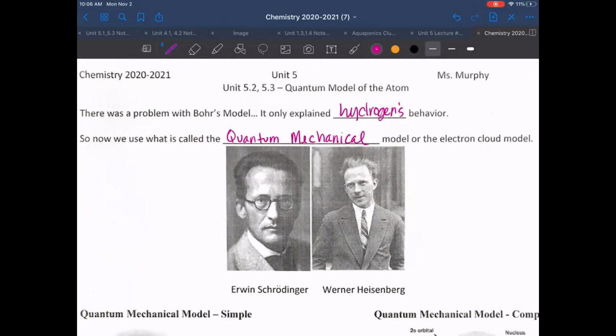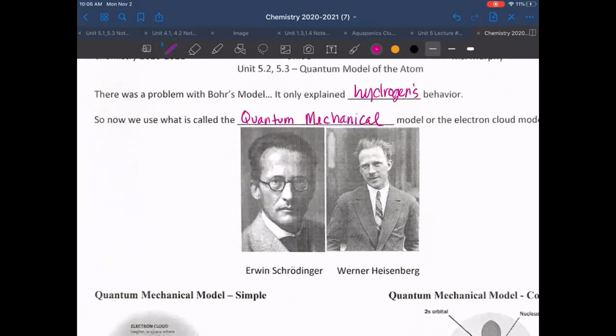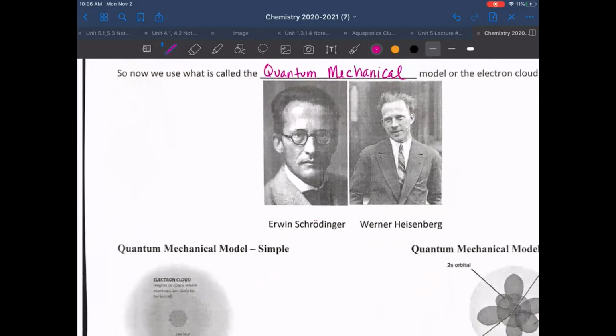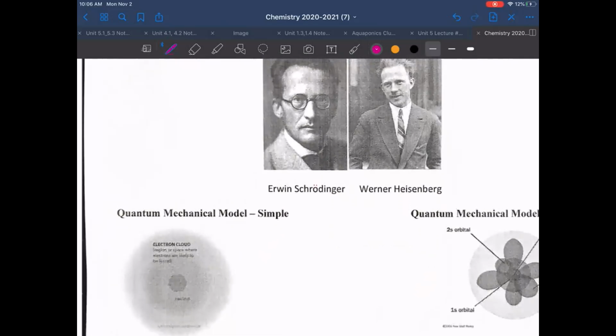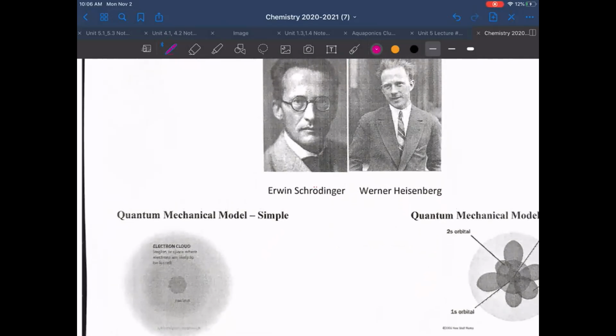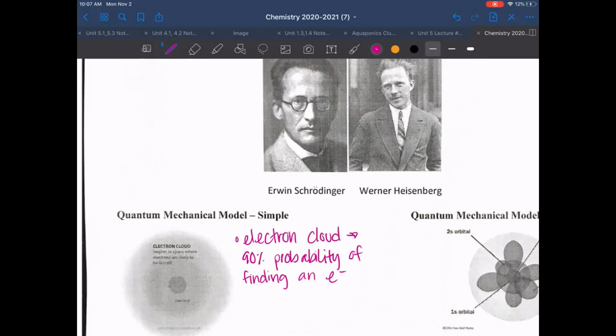And so if we think of this cloud model, what you have in your book is a more simplified version. In the center, we still have our nucleus, but then we have this cloud representation of where the electrons could exist. For this model, the more dense areas of the cloud, the more likely you are to find the electrons. So this electron cloud is telling you that there's a 90% probability of finding an electron in it. And this was determined mathematically.